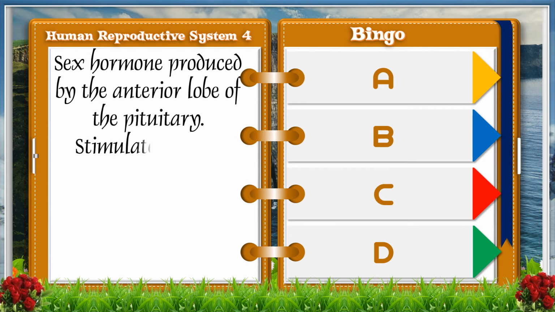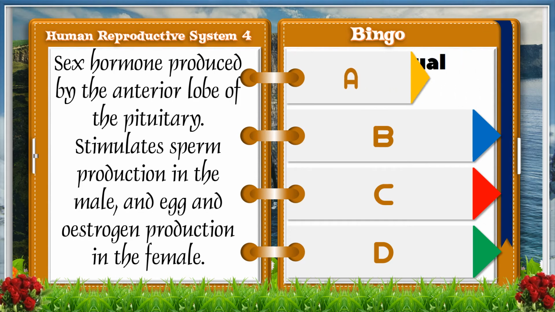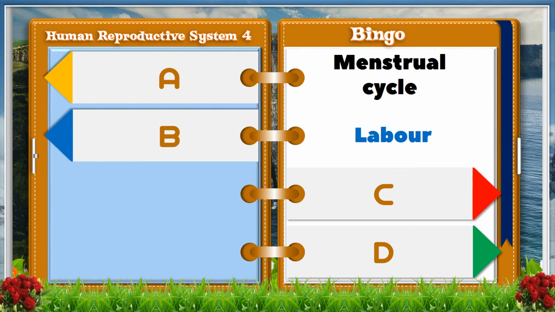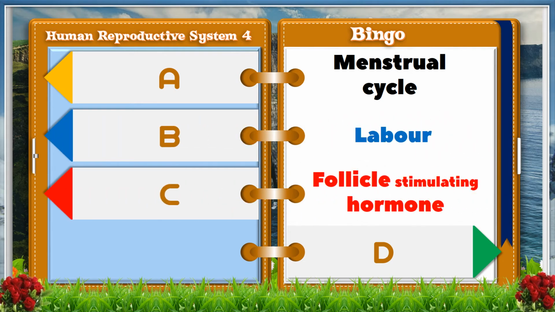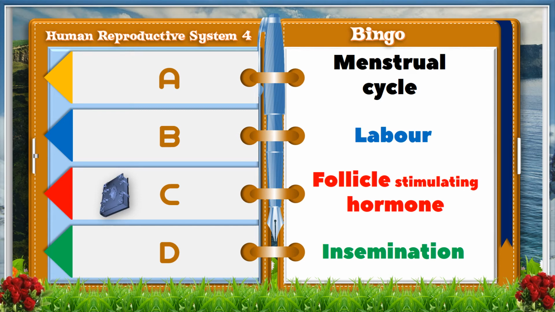Sex hormone produced by the anterior lobe of the pituitary, stimulates sperm production in the male and egg and oestrogen production in the female. A. Menstrual cycle. B. Labor. C. Follicle-stimulating hormone. D. Insemination. And the answer is C. Follicle-stimulating hormone.